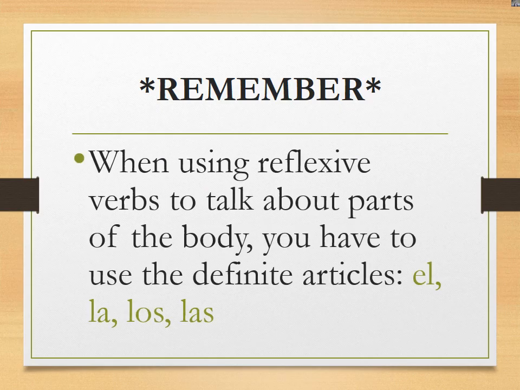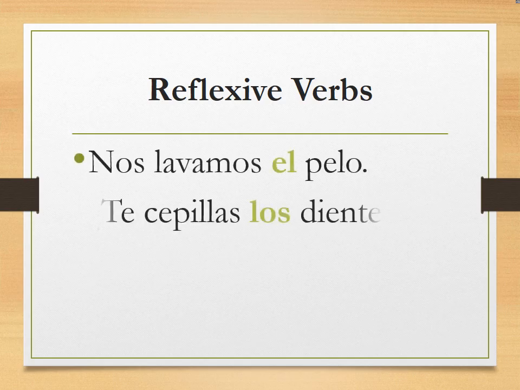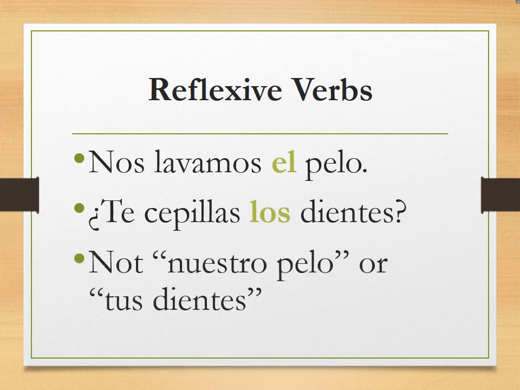All right, things to remember. When using the reflexive verbs to talk about body parts, you have to use the el, la, los, and las. We talked about that. You don't have to claim it. So, nos lavamos el pelo, or te cepillas los dientes. Notice I didn't say we wash our hair. We just said el pelo because we know it's us, because it's happening to us, because it's reflexive. Te cepillas los dientes. Do you brush your teeth? You don't have to say your teeth, tus dientes. You can just say los dientes. Why? Because this te tells you it's happening to yourself.